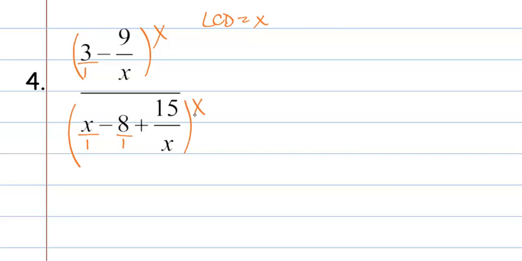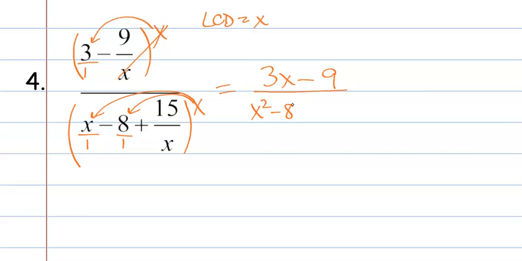Okay, that's going to give us 3x because nothing cancels over here. But then the x's cancel here. So 3x minus 9. On the bottom, this is going to become x squared. This one's going to become 8x. And these cancel, leaving us just plus 15.